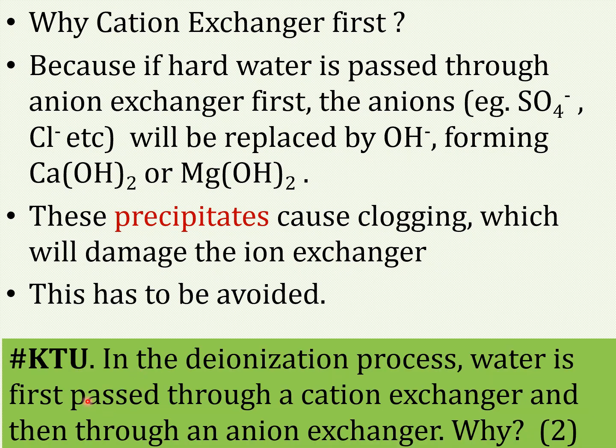And here is one K2 question on the same. In the deionization process, water is first passed through the cation exchanger and then through the anion exchanger. Why?